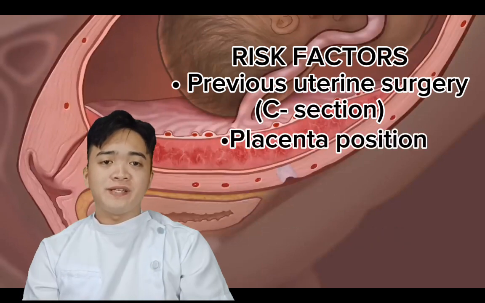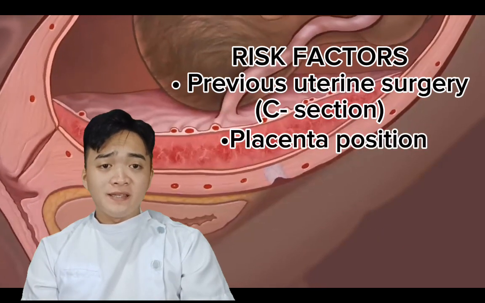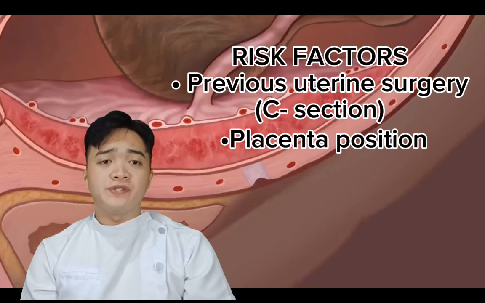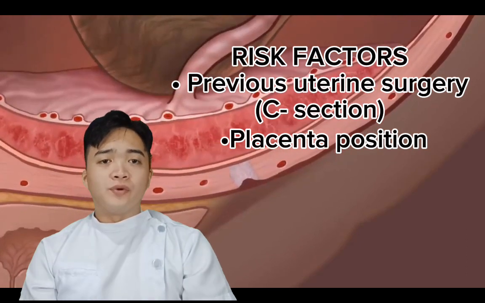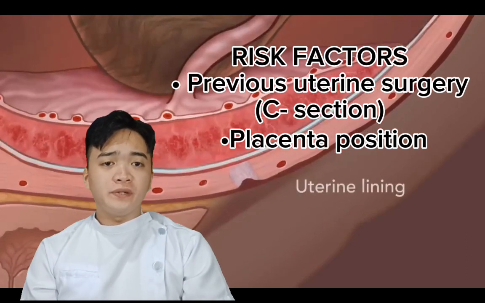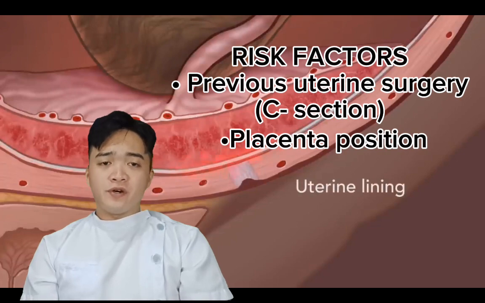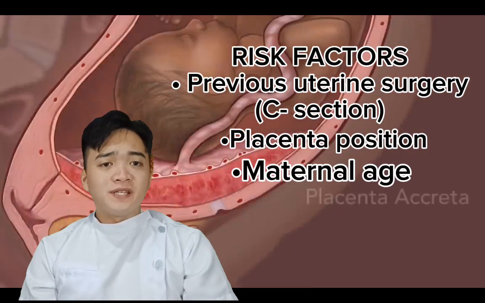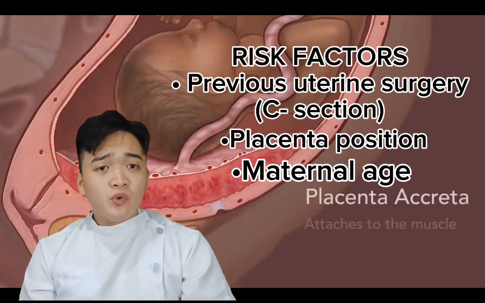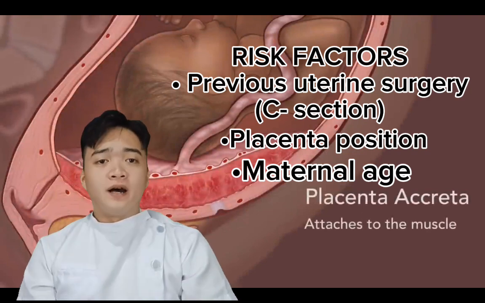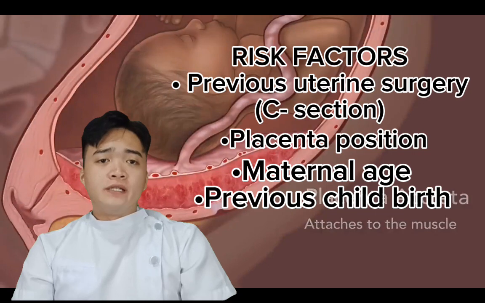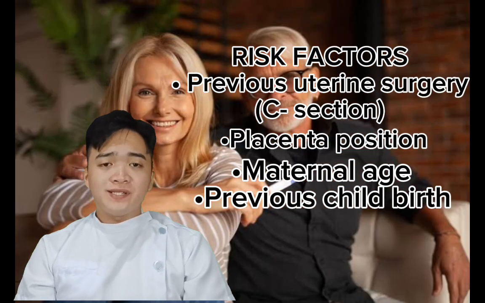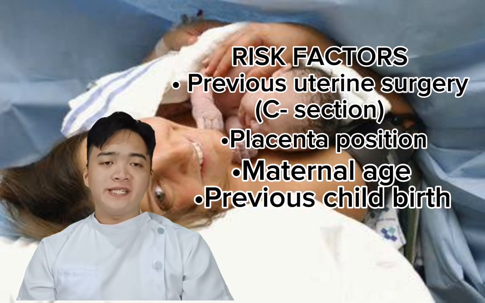Another risk is placenta position. If the placenta partially or totally covers your cervix, which is placenta previa, or sits in the lower portion of your uterus, you're at increased risk of placenta accreta. Next is maternal age. Placenta accreta is more common in women older than 35 years old. Another risk is previous childbirth. The risk of placenta accreta increases as your number of pregnancies increases.